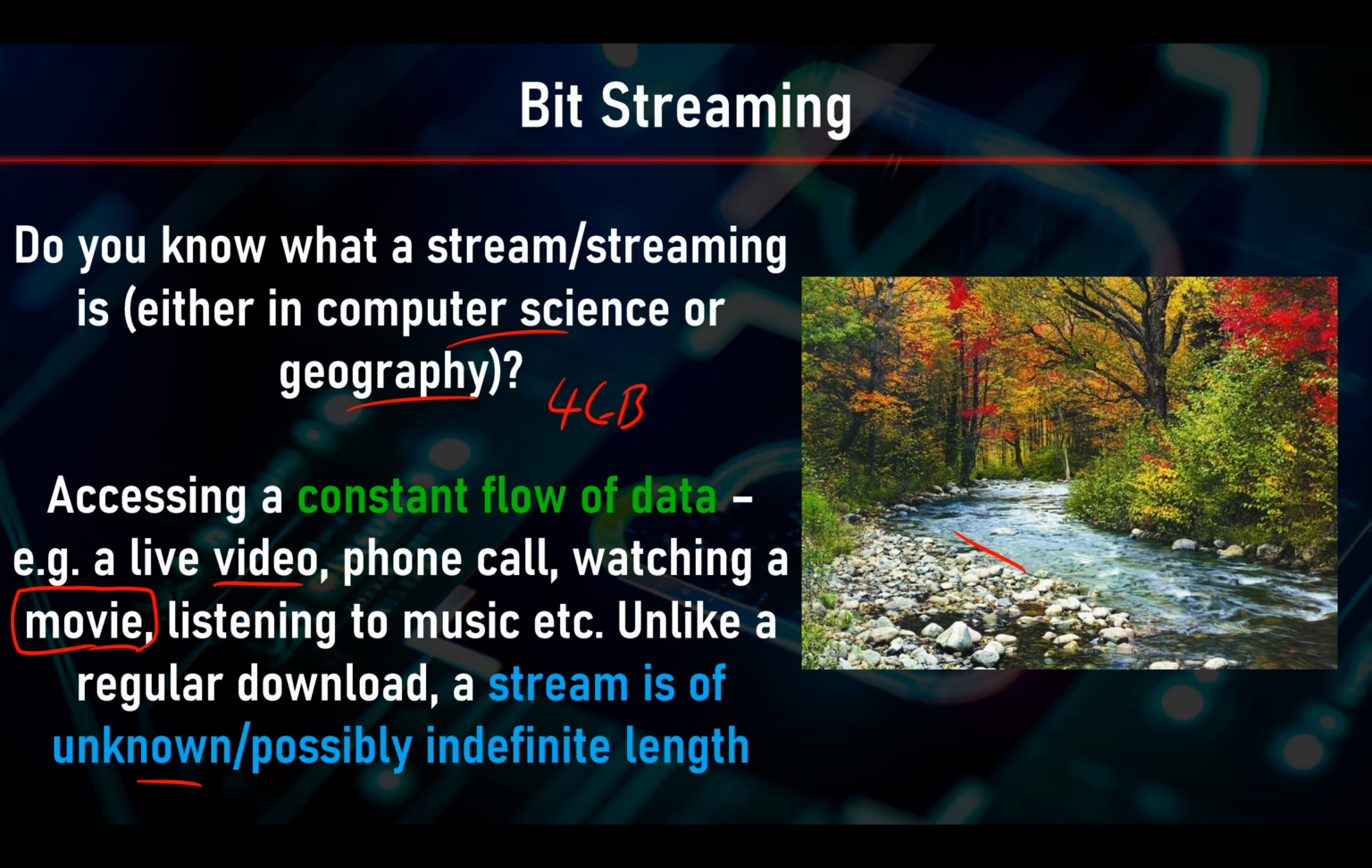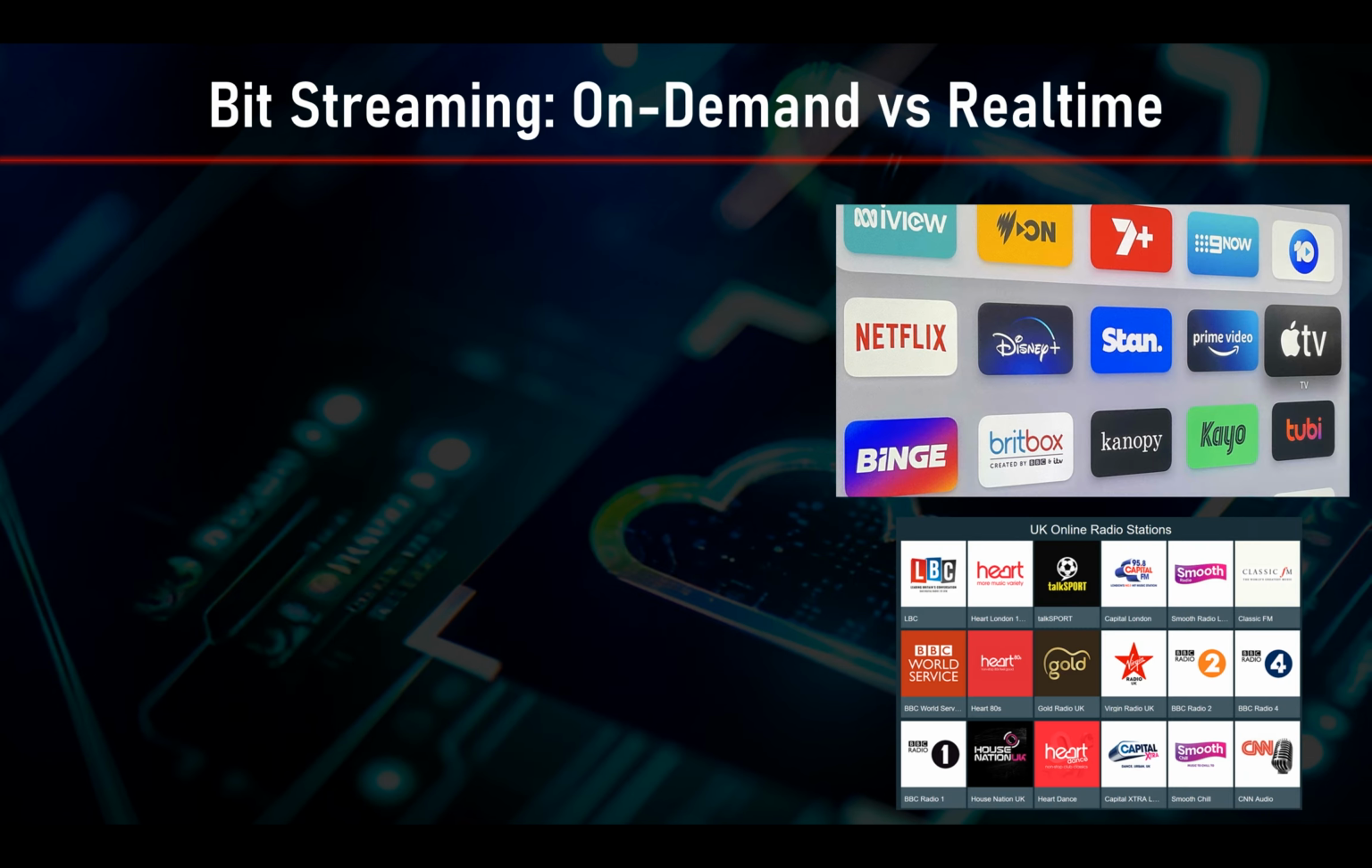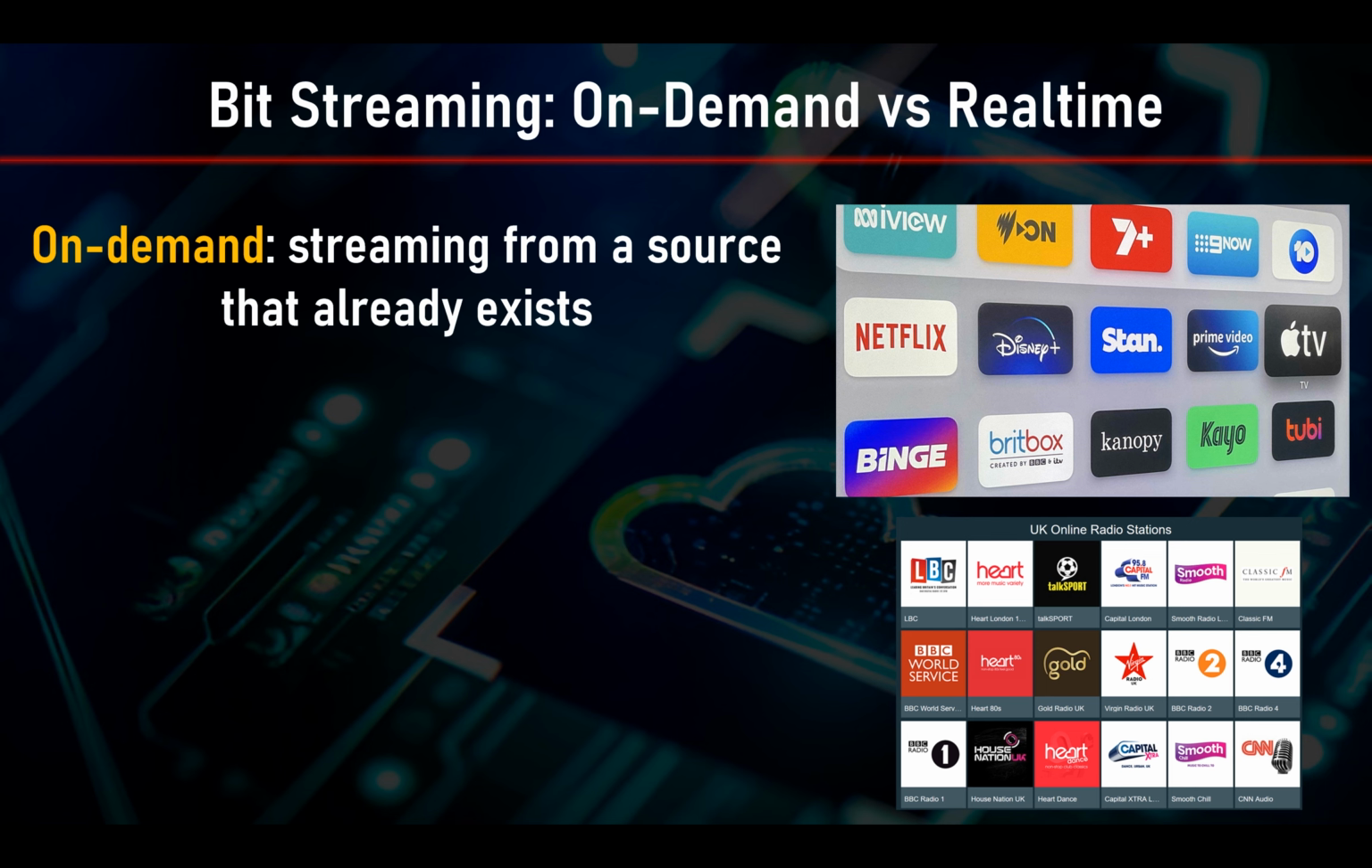And what I mean is similar to a stream in a small river, where the water is flowing. Whereas in this case, it's going to be a flow of data, a flow of bits. Then there are going to be two types: on demand and real time. On demand is streaming from a source that already exists.